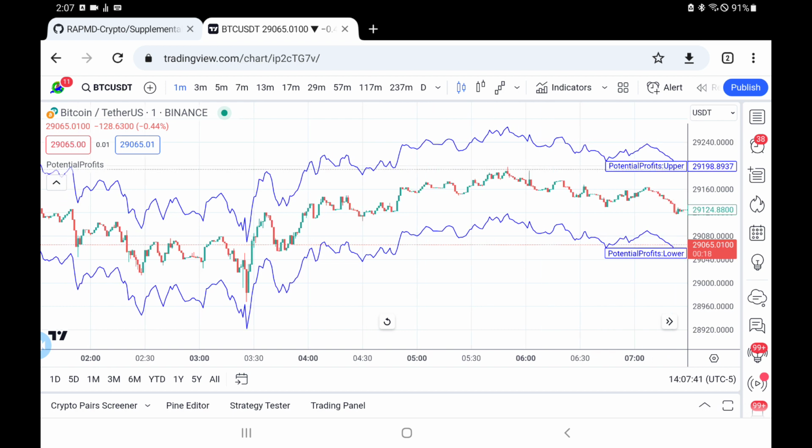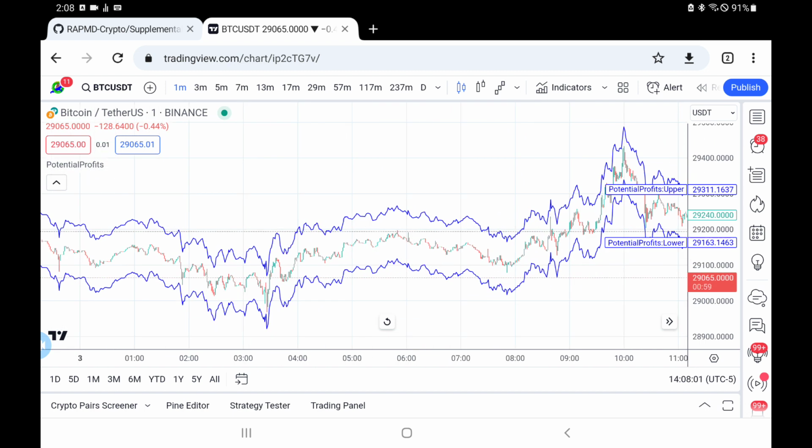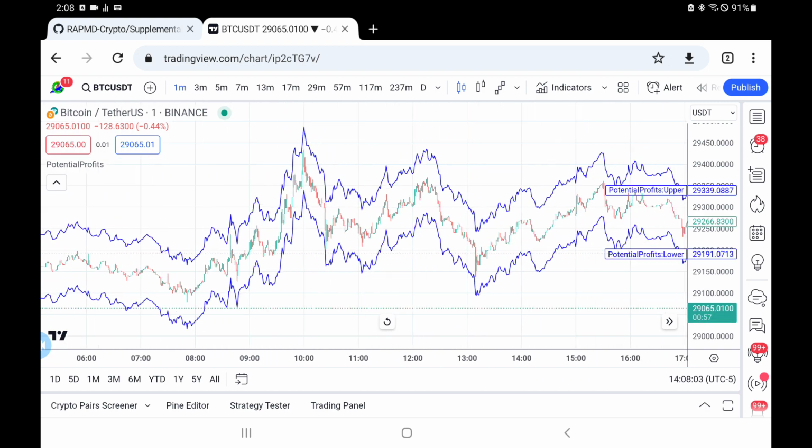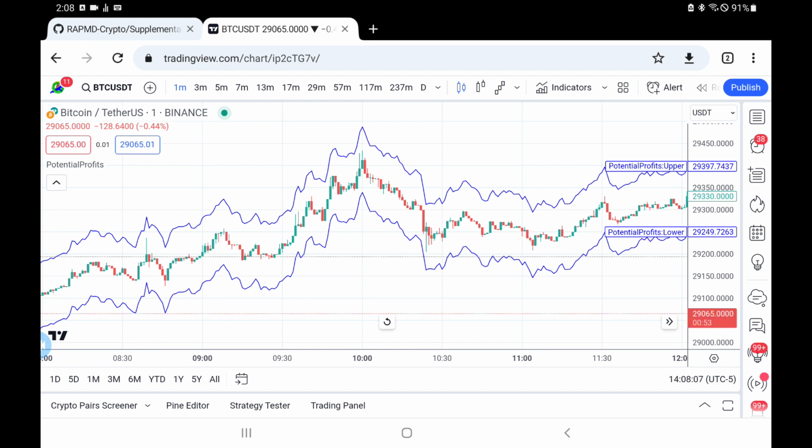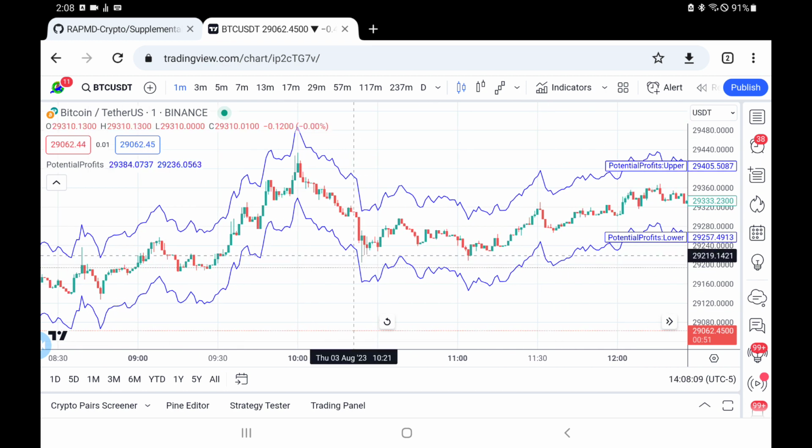So we see here at this point that this candle would break this point of view or the upper boundary. So this could be an entry point. And then you would follow it appropriately until price action broke the lower boundary, which would be over here. And you would take your profit.